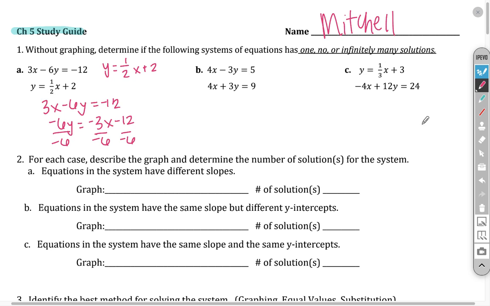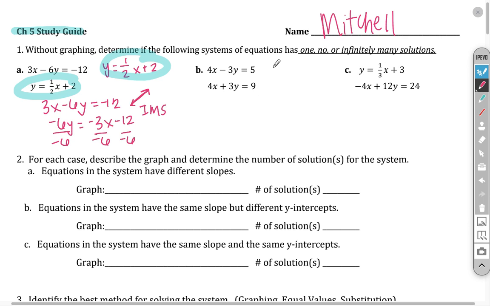So we notice our answers are exactly the same. That means we've got the same line, literally the same lines overlapping. So this is going to be infinitely many solutions. All right. B, we need to set these equal to y as well.